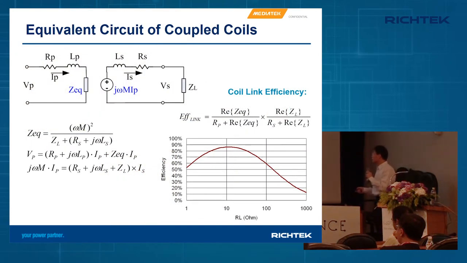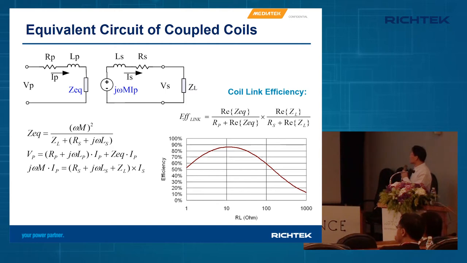Here is the equivalent circuit of the coil. You can see the Z_EQ is the reflected impedance from the receiver side, which is related to the mutual inductance and the parameters in the receiver loop. With the transmitter current, the receiver side can induce the output voltage.